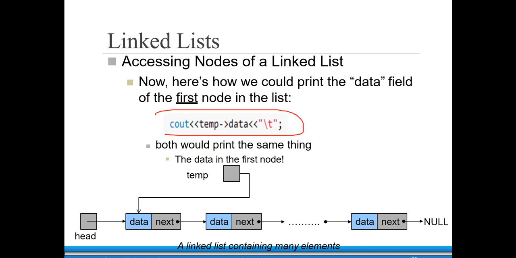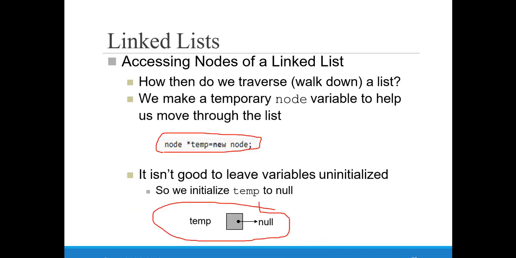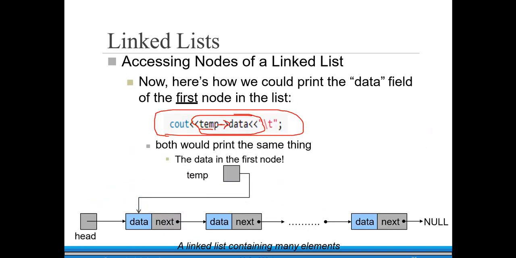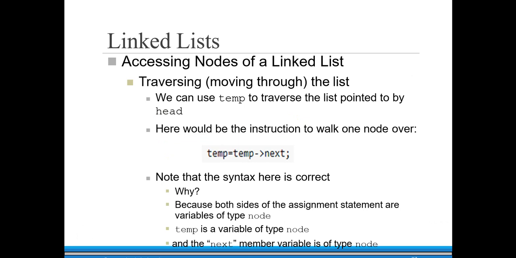Here we are printing the data, or using the data. How to use the data? temp.data, similar to the previous one, head.next or head->next. Both will print the same thing. Here, this will print the data that is stored in the head.